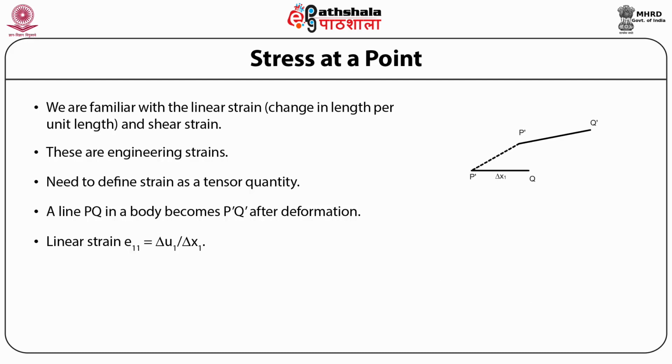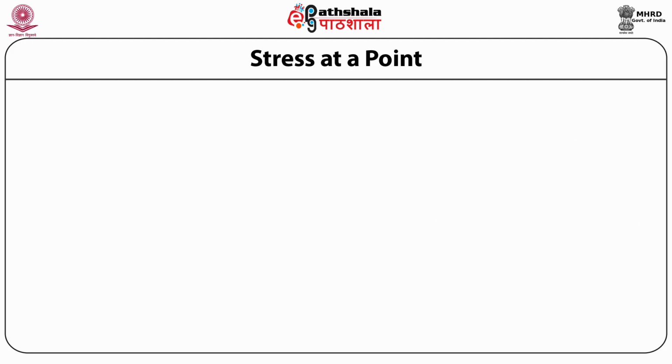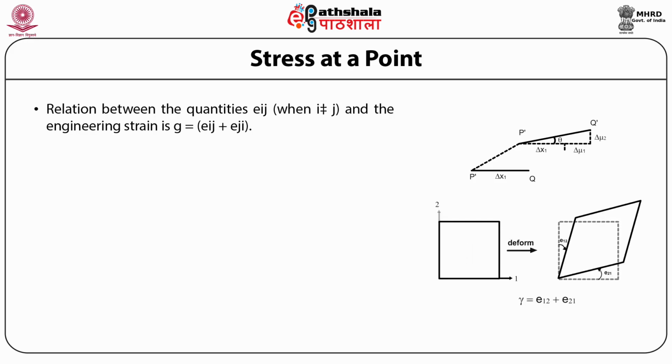We similarly define a quantity e21 as e21 equal to delta u2 by delta x1, approximately equal to delta u2 by delta x1 plus delta u1 equal to theta, that is, anti-clockwise rotation of PQ. So in general, the element eij denotes rotation towards i of axis j.